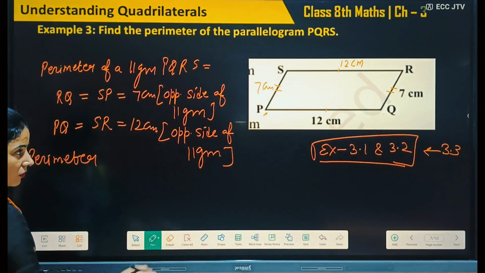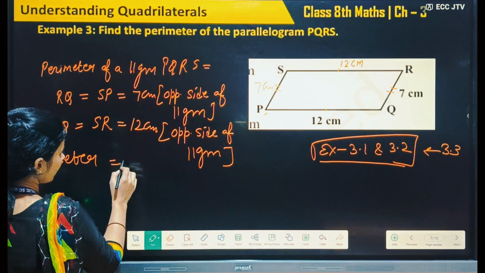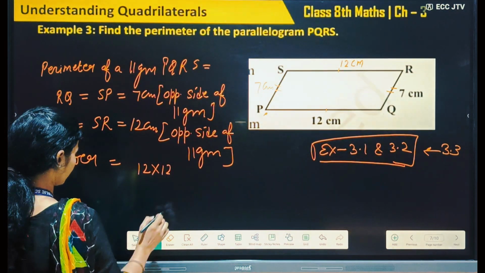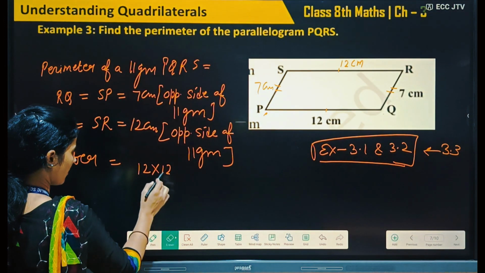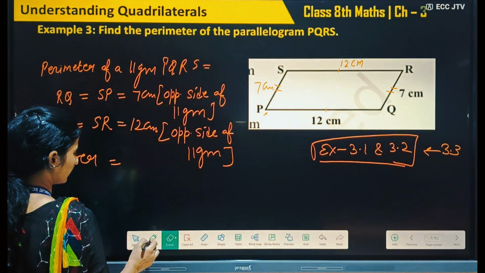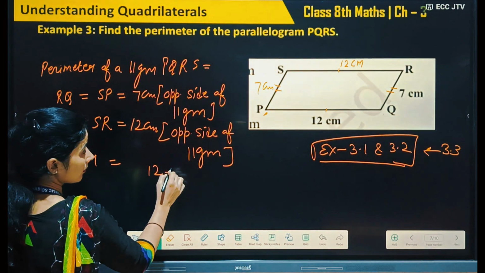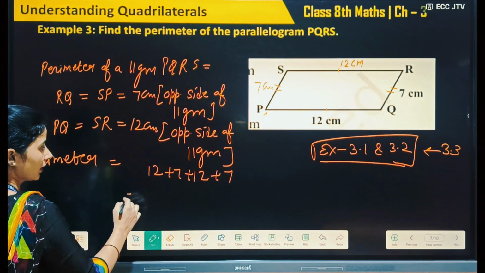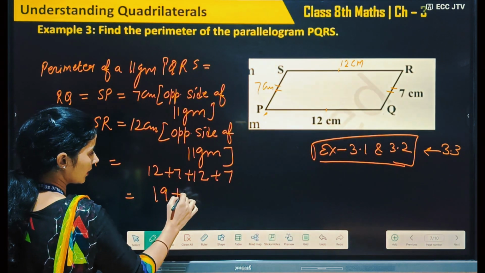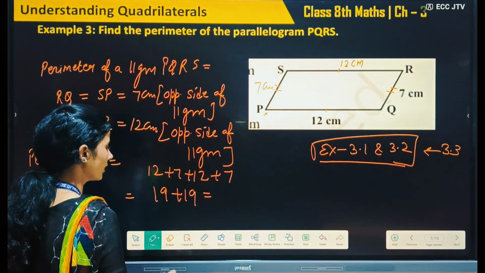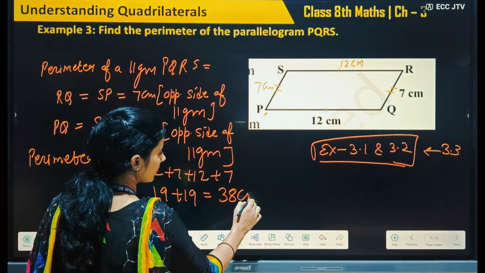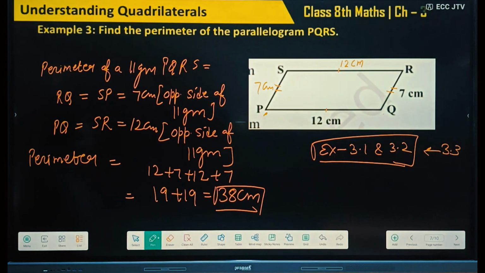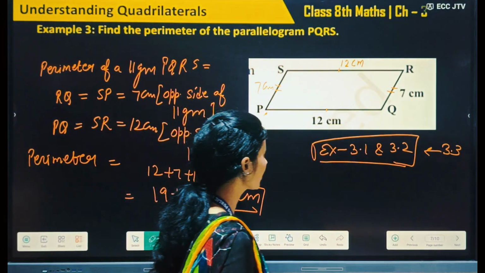Perimeter will be the sum of all sides, so it will be 2 times 12, 12 plus 7 plus 12 plus 7. It will be 19 plus 19. The answer is 38 centimeter. That is the perimeter of this parallelogram PQR. Next question.